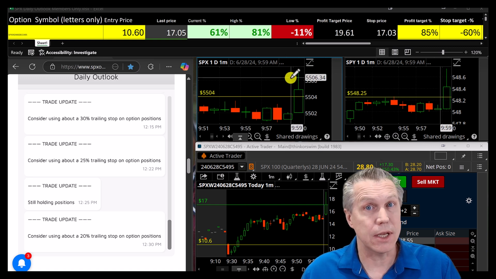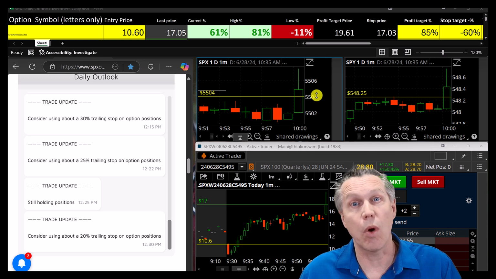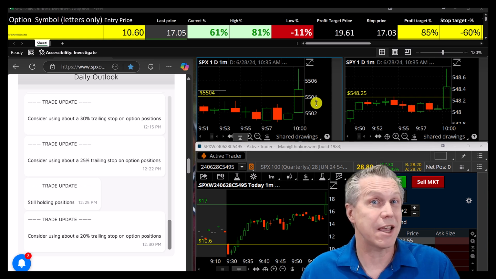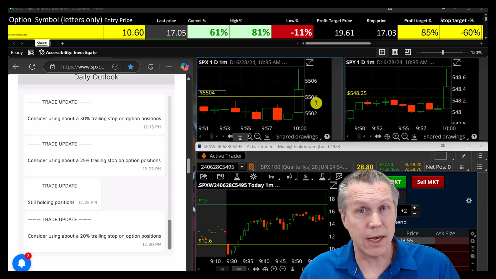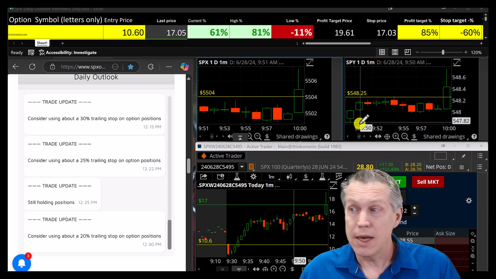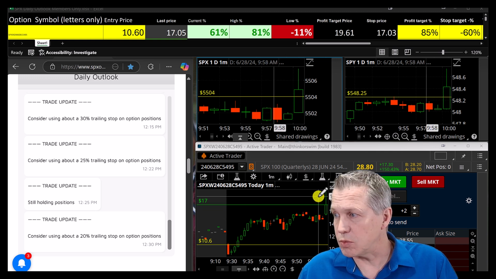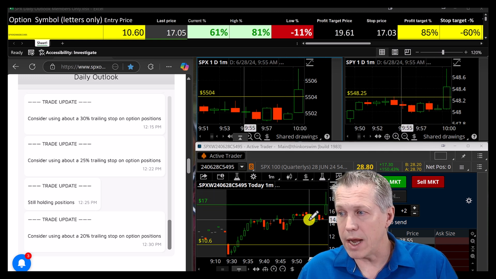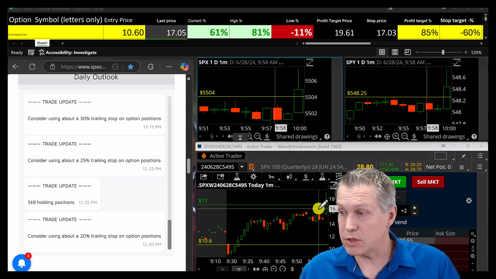Oftentimes when it breaks it, it might pull back slightly and then continue in that direction. So we are watching it very closely. Likewise, a fast reversal off of a target level will cause us often to just go ahead and exit our option position. Now this is at the close of the 10 a.m. bar, and you'll notice what happened here in our options. We hit a high of over 81%. You'll notice up here in our Excel spreadsheet, and then it started to pull back.